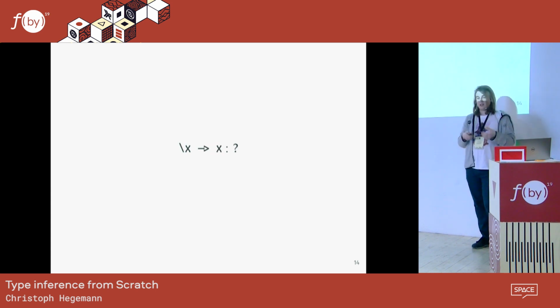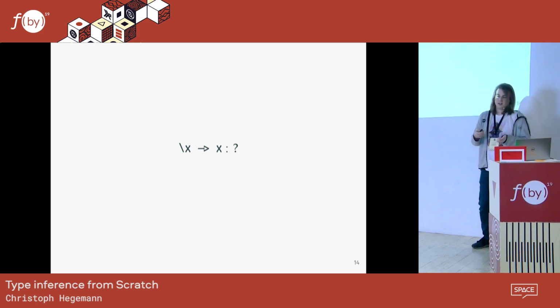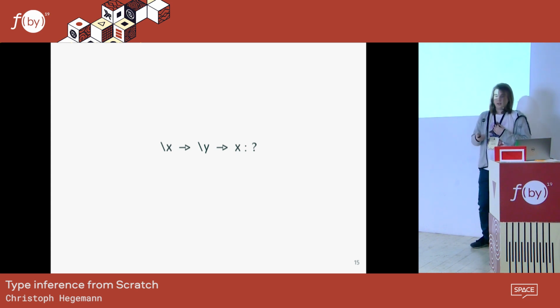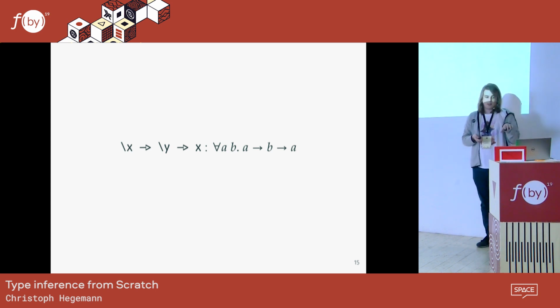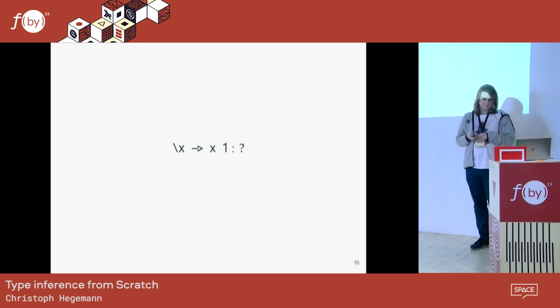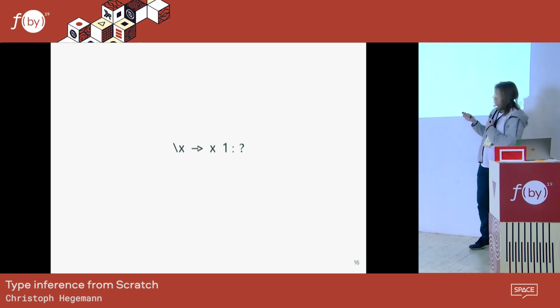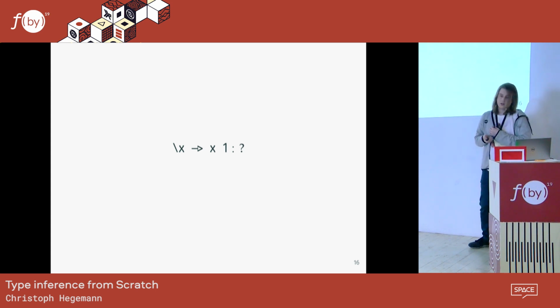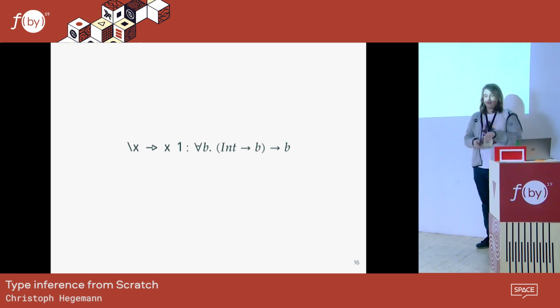If I give you the expression lambda x goes to x, the identity function, that has type for all a, a goes to a. We can define the const function, which is for all a, b, a goes to b goes to a. So x has type a here, y has type b, and we return x, so that's type a to b to a. We can also define terms like this. So here we have a lambda, and x is the argument, and then we apply the argument to 1. So the type of this expression is lambda from int to b to b.